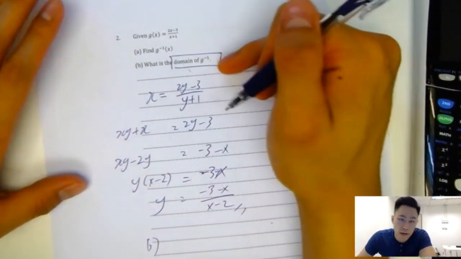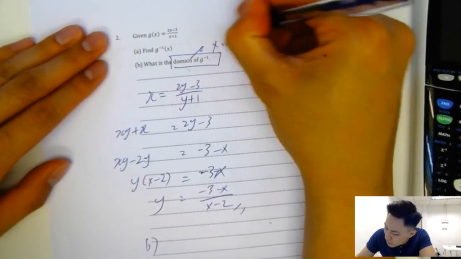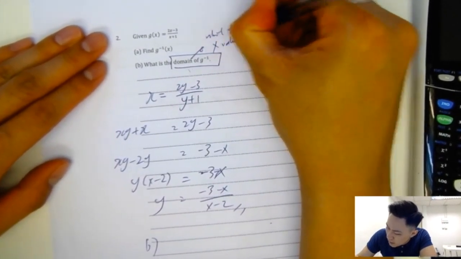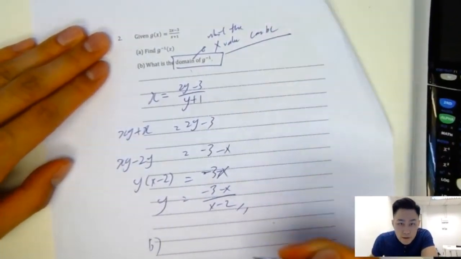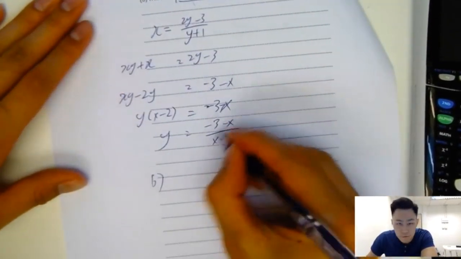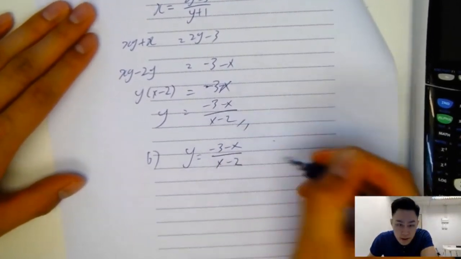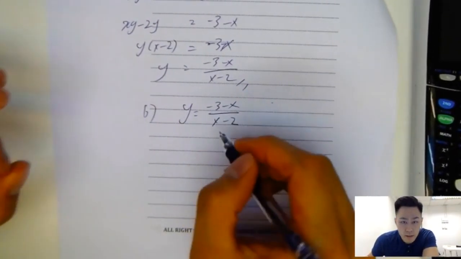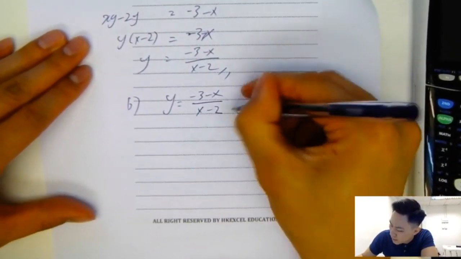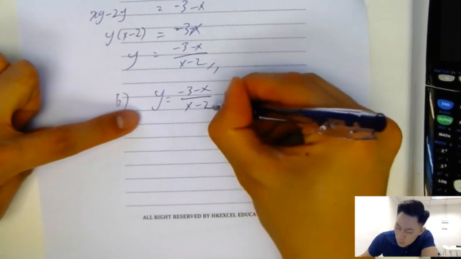And then for question B, what is the domain of the inverse? When I say domain, that means the x values, okay? What the x value can be, right? So you look at the inverse function of this one, y is equal to (minus 3 minus x) over (x minus 2). So whenever there's x at the bottom, we look at the bottom, and the bottom is the denominator of the fraction, okay?